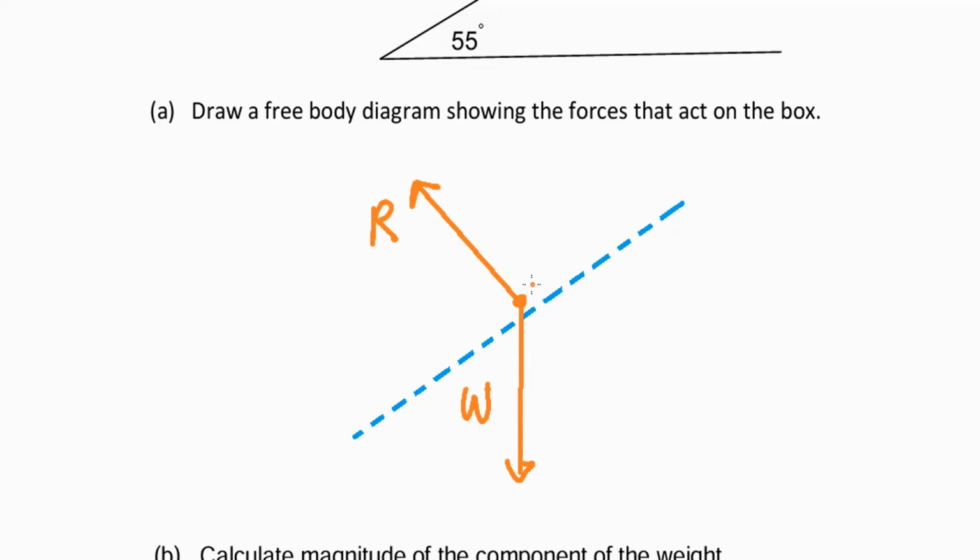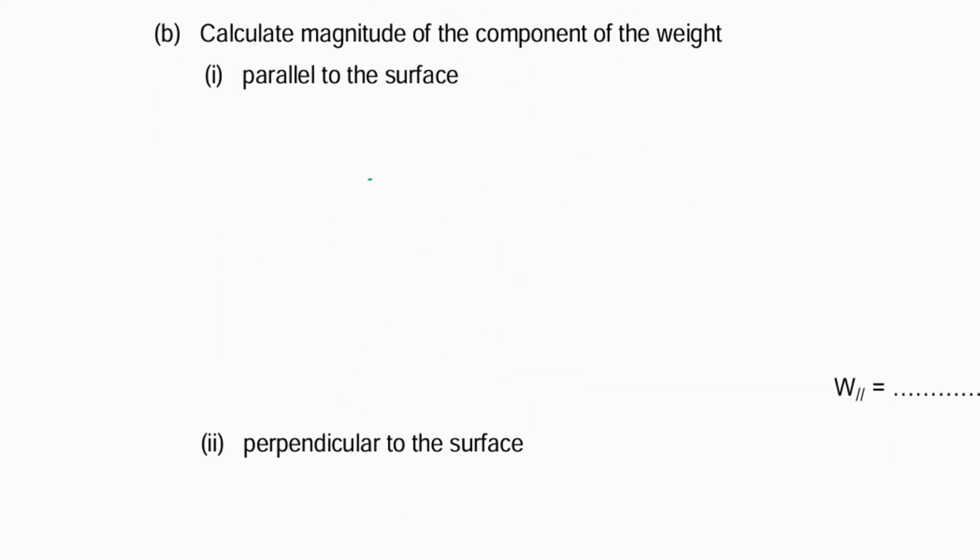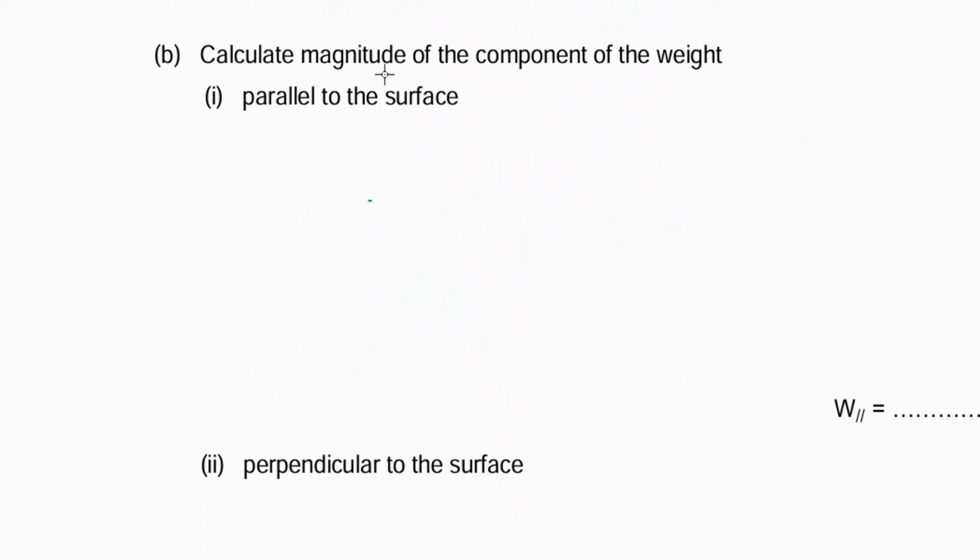Of course, this force will be perpendicular to the surface. Then we also have a frictional force up the incline that keeps the box at rest. So we can call it small f. Then in B, we have to calculate the magnitude of the component of the weight parallel to the surface.